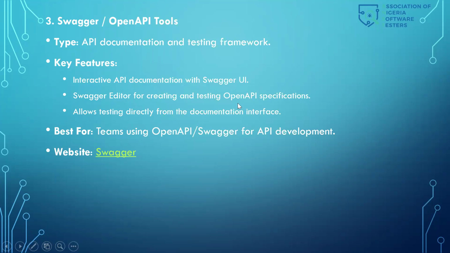Interactive API documentation comes with Swagger UI. We have the Swagger Editor for creating and testing OpenAPI specifications. It also allows testing directly from the documentation interface, because the documentation is there and you can also document from that same page. We have swagger.io. If you want to look at it, I think I even have one coming.